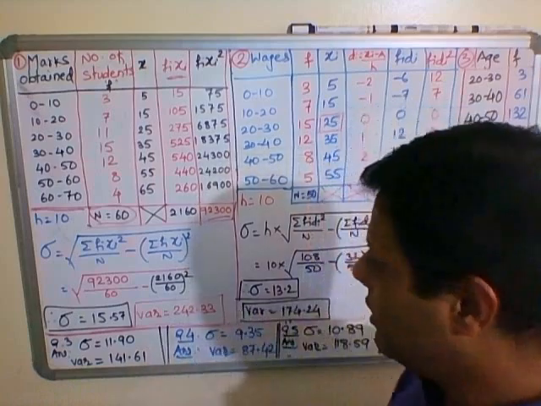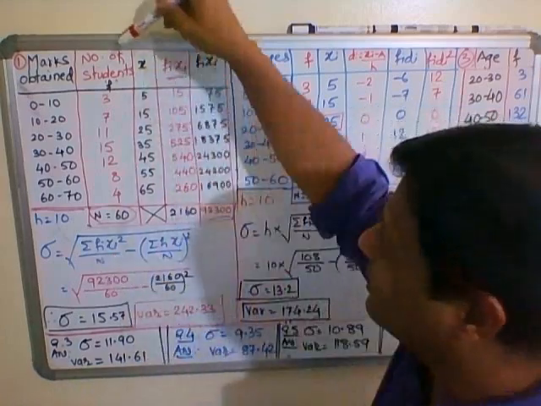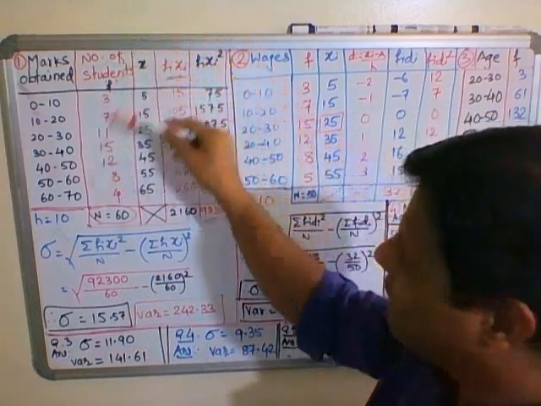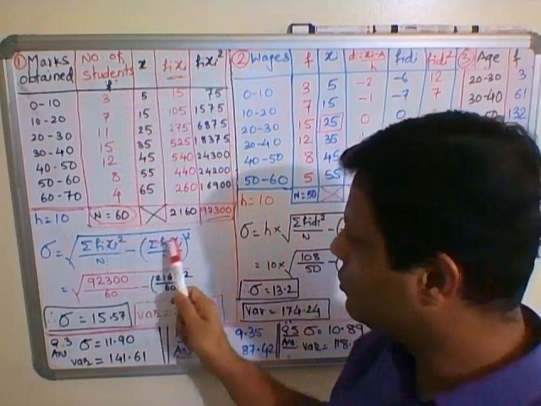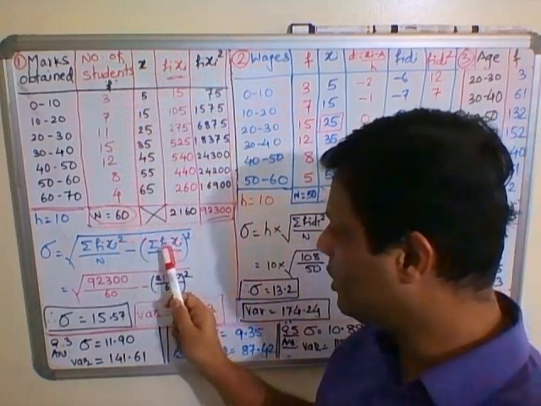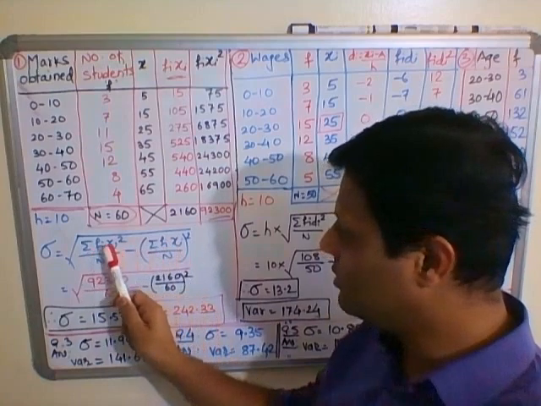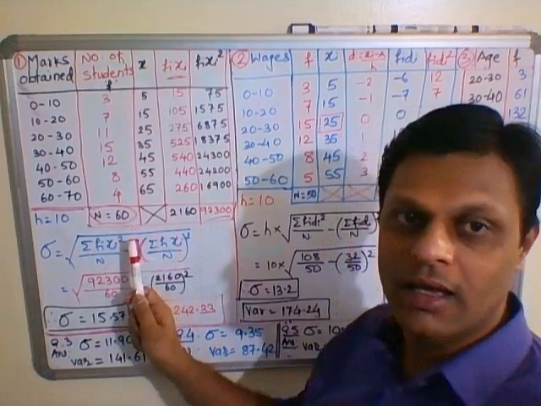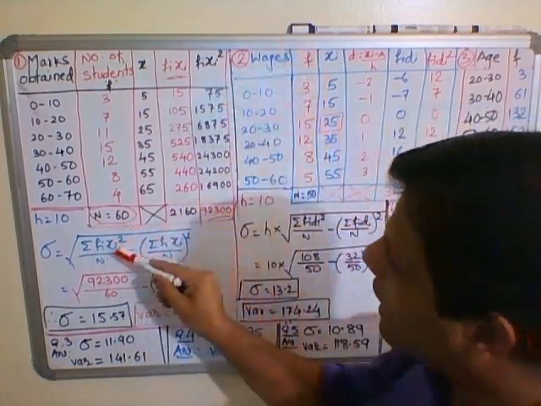Now what is the requirement here? As you are aware, I need capital N, that is the total of all frequencies, the number of students. If I add, I get total as 60. Now I need these two values in the formula: summation of fi xi, the total of the product fi into xi, and the total of fi xi square. So I will prepare these two columns, and for that I need xi values.